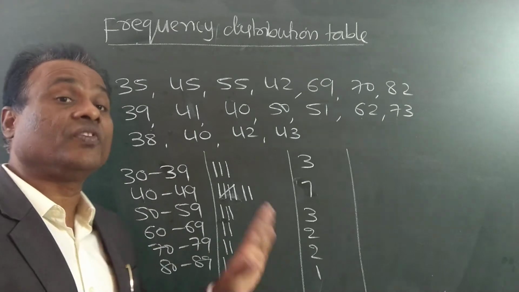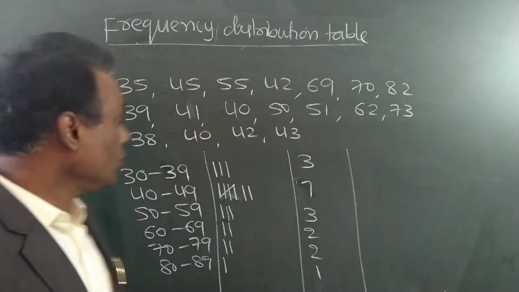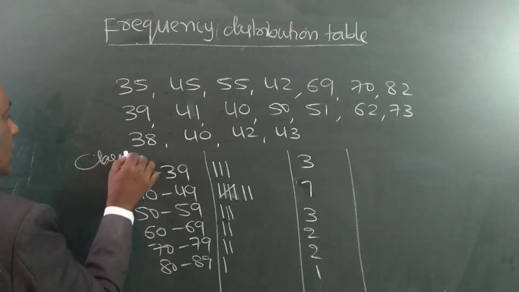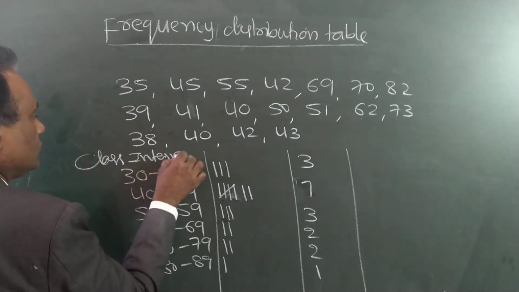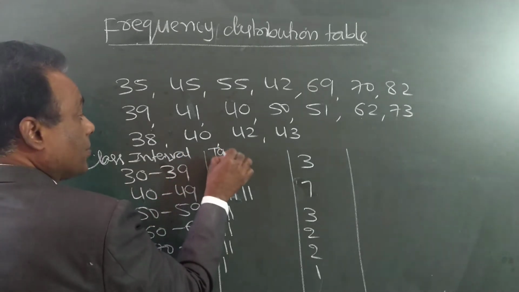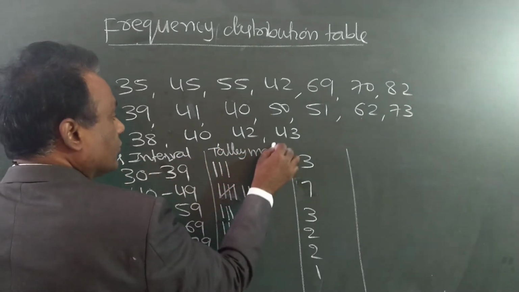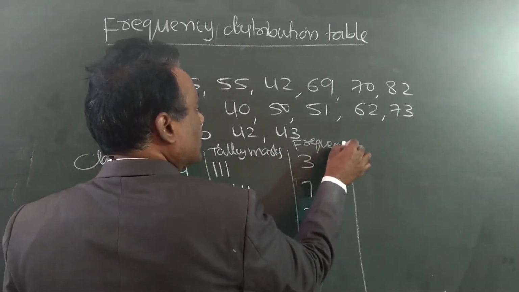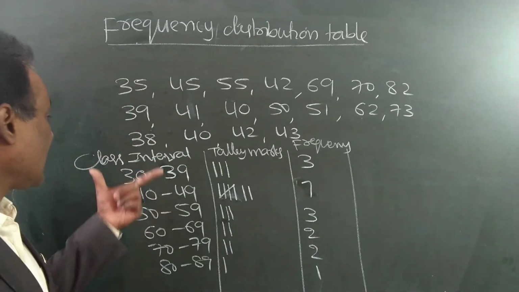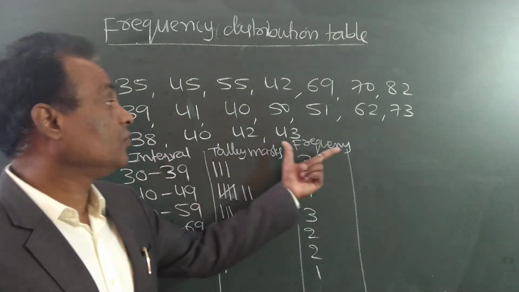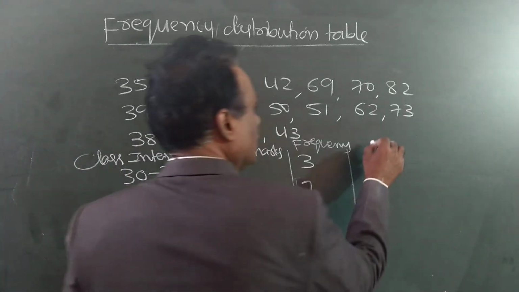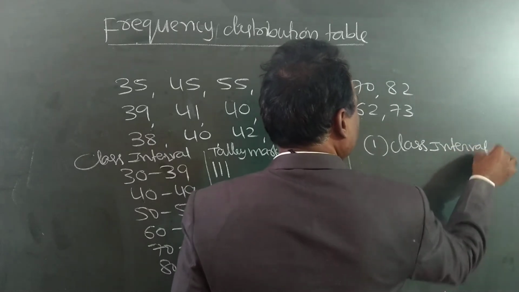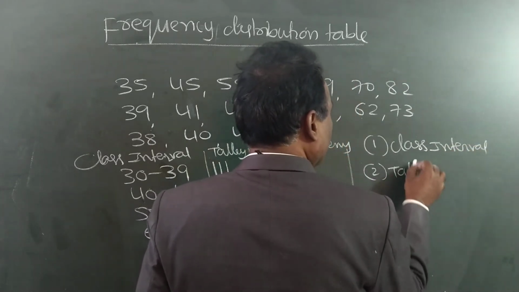This form is called a frequency distribution table. This is called class interval. These are called tally marks. These are called frequencies. Frequency means how many are there in that range. Class interval, tally marks, frequency. See here. First is class interval. Second is tally marks.